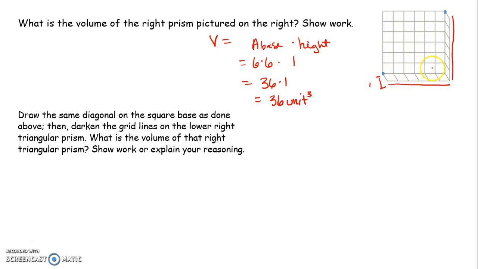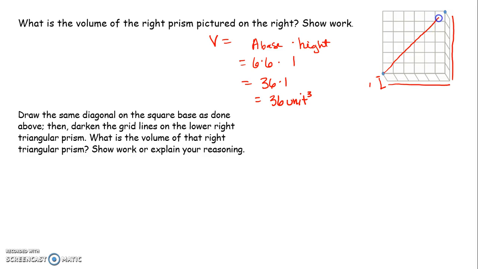1, 2, 3, 4, 5, 6, 7, 8, 9, 10, up through 36. It's now 36 cubes making up this figure. So that's why we're now talking about volume. We now have a height to it. All right. Now, if we draw that same diagonal, we could find the volume of the triangular prism.